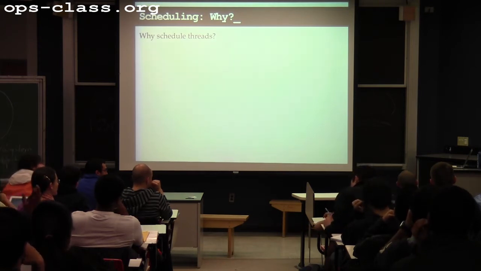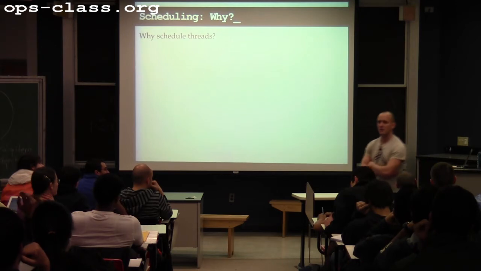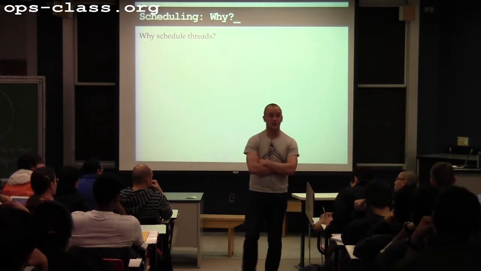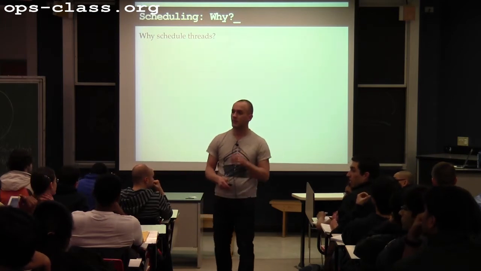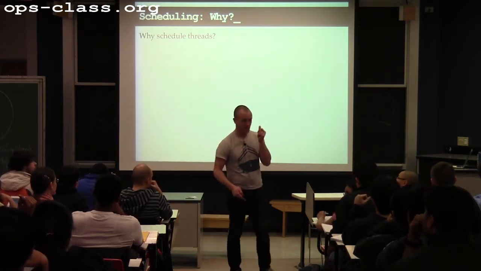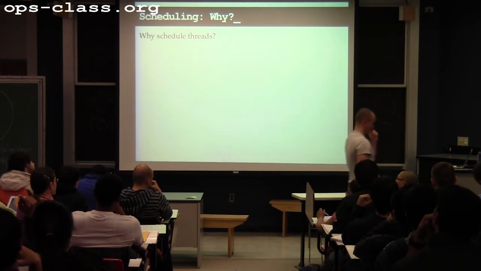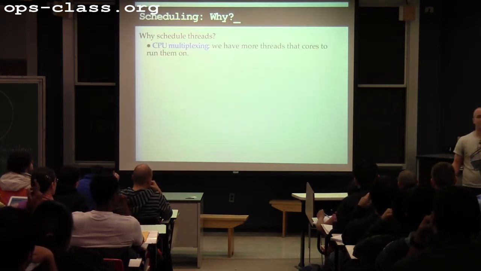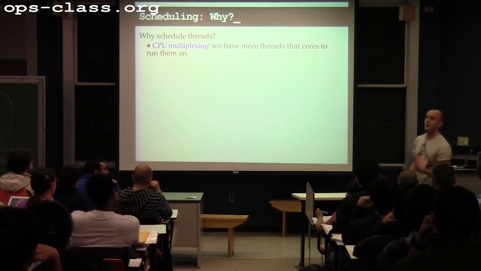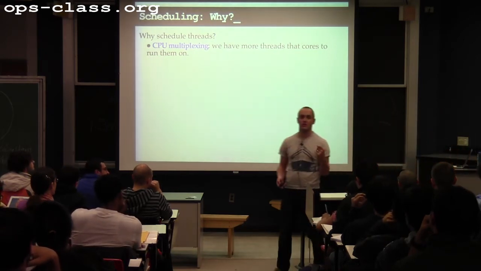Well, maybe I'm starting to answer that question. Yeah, so I want to be fair to all threads. I want all threads to continue to make progress. Yeah, so now we're getting more into policy, right? So certainly one reason is that I need to multiplex the CPU. This is a resource that I can't just hand each thread its own core.